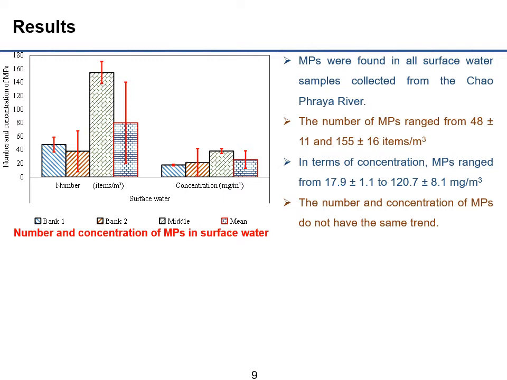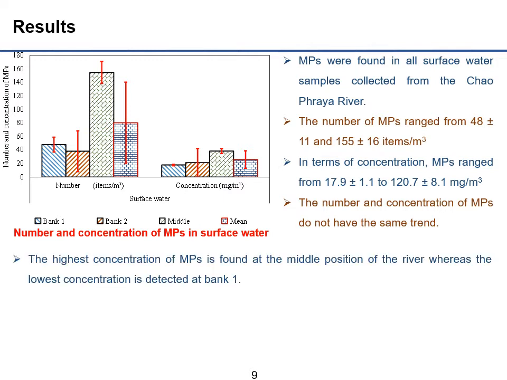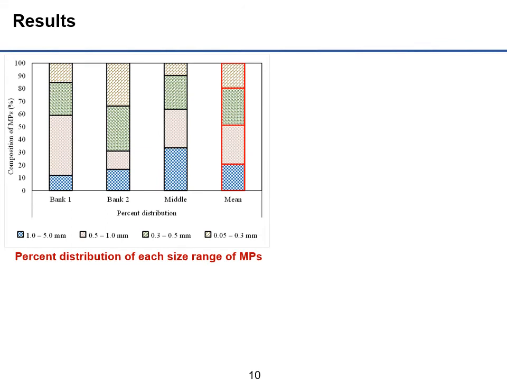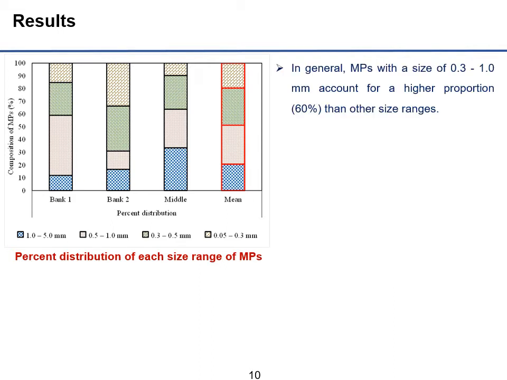And we can see the number and the concentration of microplastics do not have the same trend. The highest concentration of microplastics is found at the middle position of the river, whereas the lowest concentration was detected at the bank wall. And the figure here shows us the percent distribution of each size range of microplastics found in the Chao Phraya River. And in general, we can see that microplastics with the size of 0.3 to 1 millimeter account for higher proportions than other size ranges.